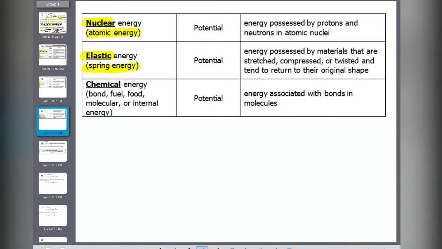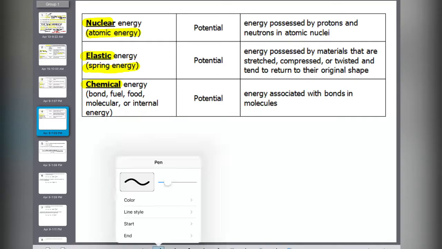So if I have an elastic or a spring, and I stretch it, I'm storing energy. And when I let go, I can fire the elastic at you and it's going to hurt. Finally, there is chemical energy, which is also a stored type of energy. It can be in food, in fuel, in molecules. A battery is an example of chemical energy.